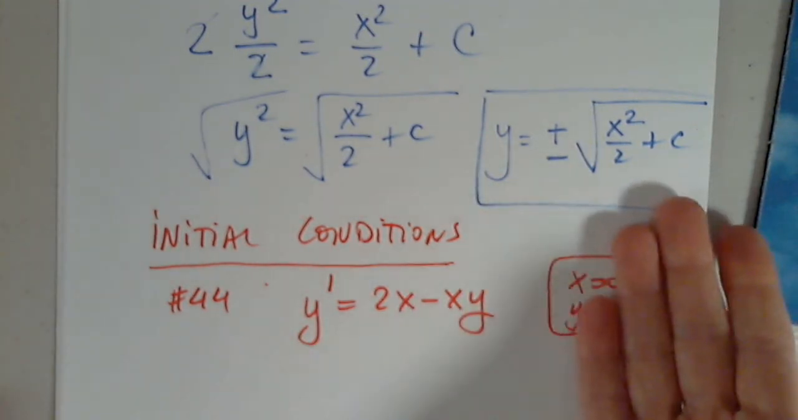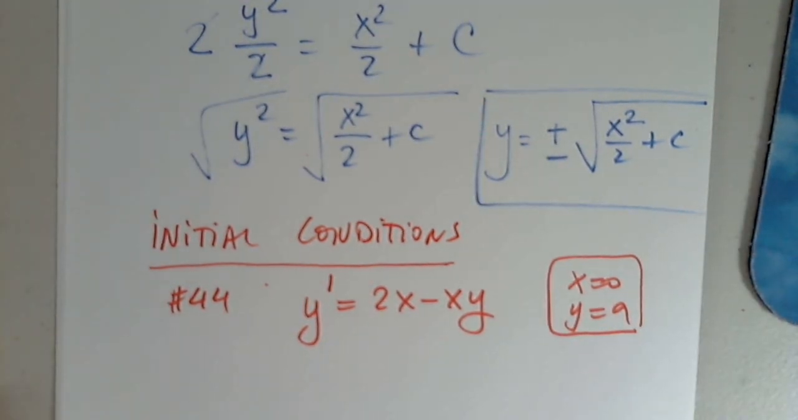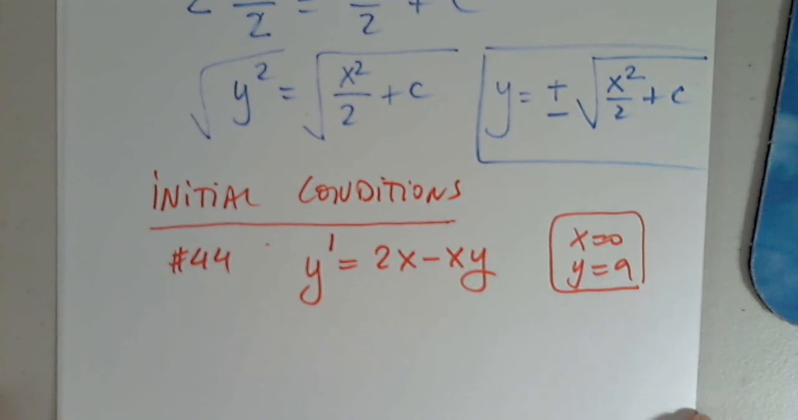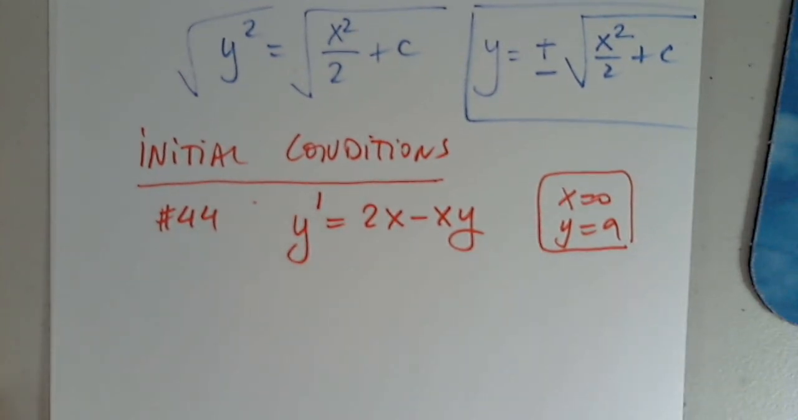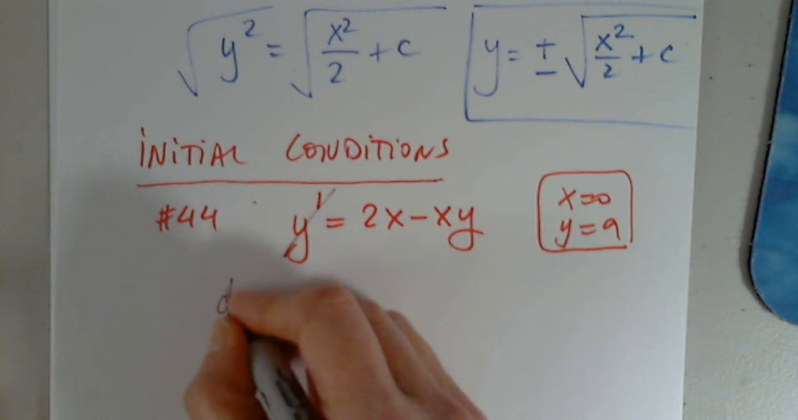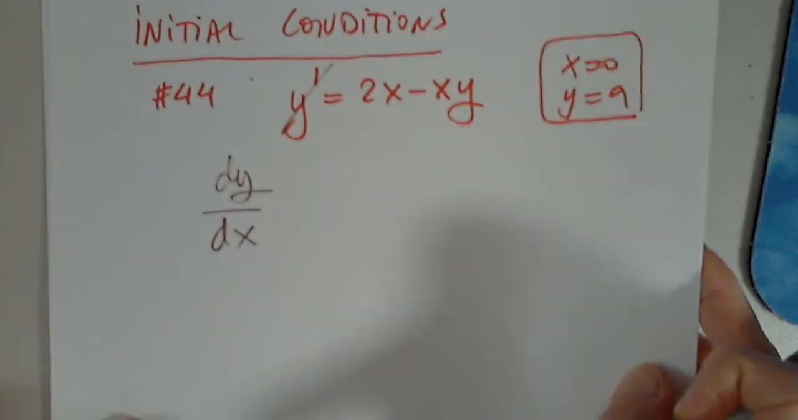So we're not going to have a family of functions, for every constant a different function, but we're going to have a specific function, unique to the given condition. I still have to separate the variables. How will I do that? I don't like this notation. It's not safe. It's dy by dx in a differential equation.